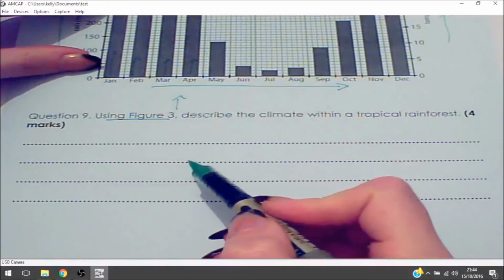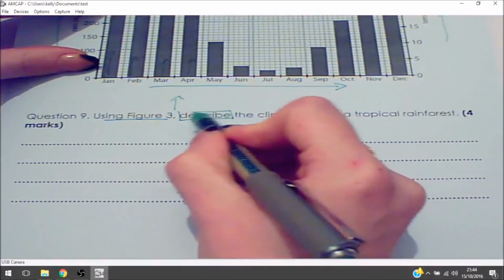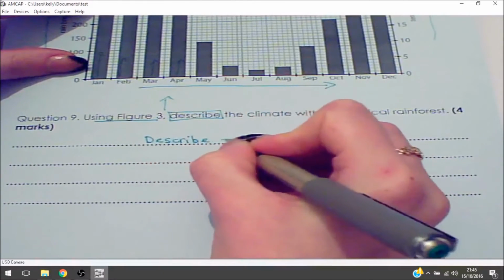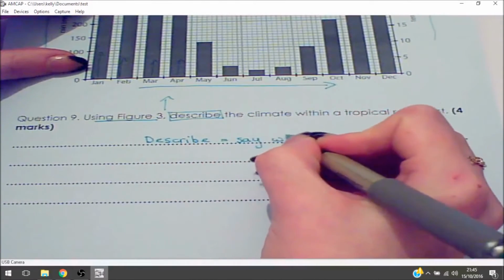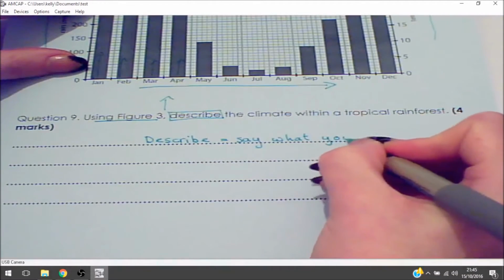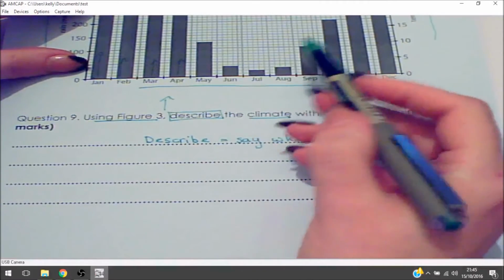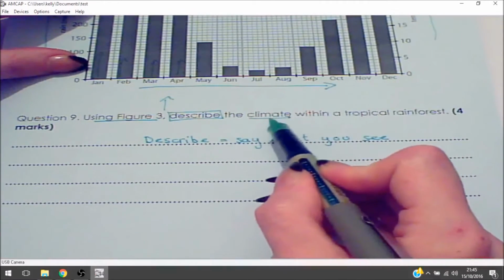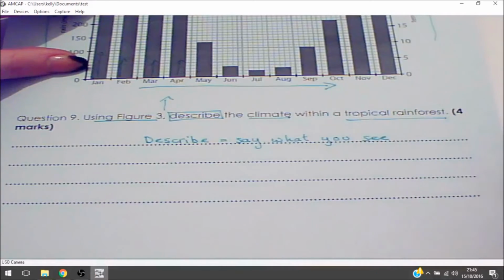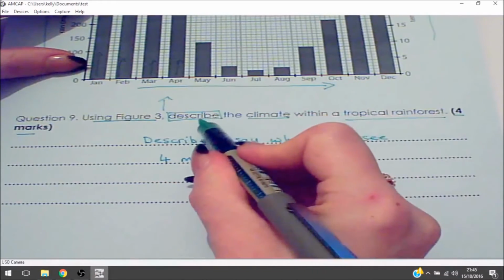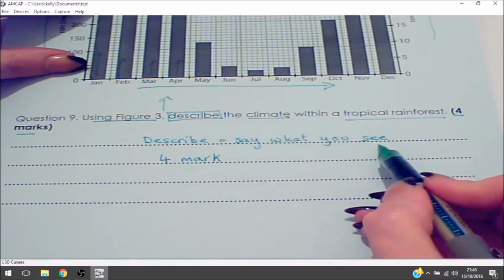So this question is asking you to use figure 3 that we've just talked about. It's asking you to describe. So we know that describe means to say what you see. Now it's asking you to describe the climate. So we know that this is a climate graph, so we're talking about climate within the tropical rainforest, and it's worth 4 marks. Now for 4 marks, and considering it's a describe question, we need to say what we see.